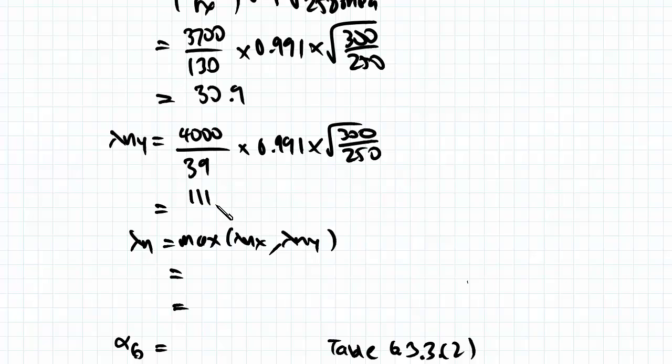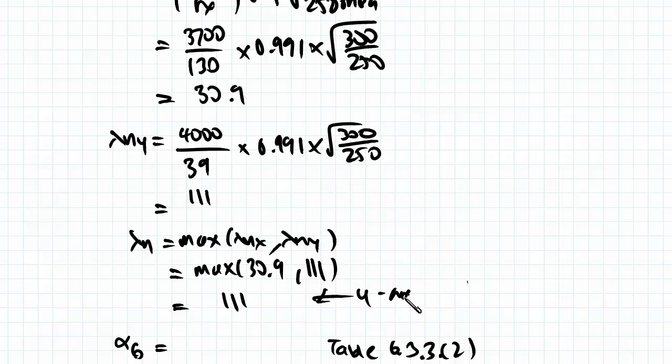Okay, so we have the y direction and the x direction. We want to find the maximum when we're trying to only determine the critical member capacity. So that's the maximum of 30.9, 111. 111 is higher, so y-axis buckling will govern. Okay, so we'll only be looking at y-axis buckling in order to determine our design member capacity.